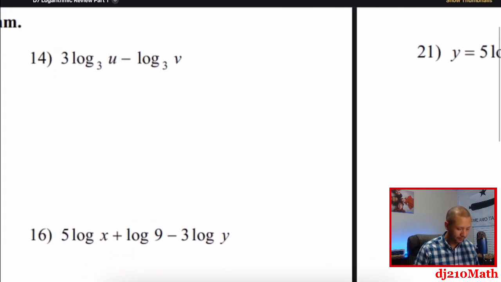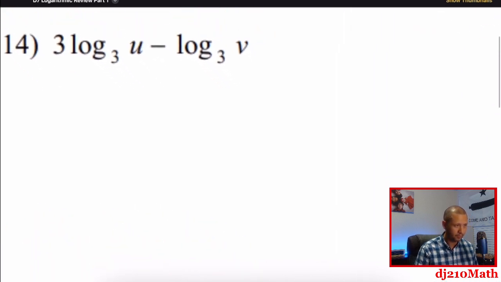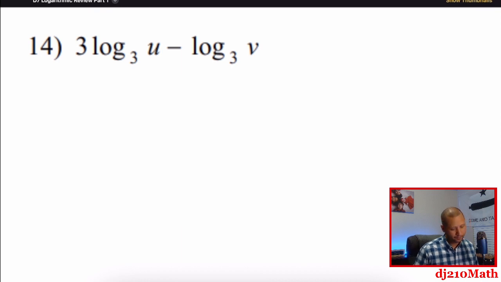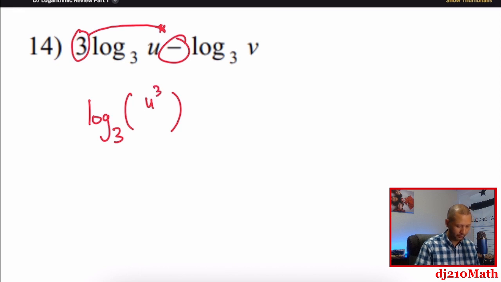Number 14. All right. It's subtraction, so that means division. And always be on the lookout for coefficients, right? Coefficients in front of logs can move up to become powers. So this is going to be log base 3, right? Because it's one big log. There's two logs, and they're coming together as one. So it's going to be u cubed, right? It can come up, divided by v.